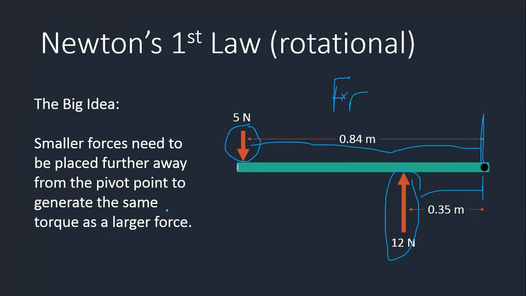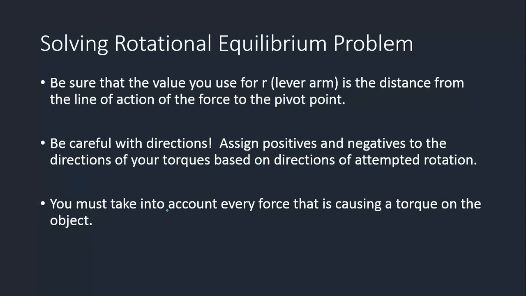And when solving rotational equilibrium problems, keep these things in mind. First of all, be sure that the value that you use for R, or lever arm, is the distance from the line of action of that force to the pivot point. Diagrams might give you lots of numbers, lots of dimensions. Make sure you are clearly identifying the correct one.